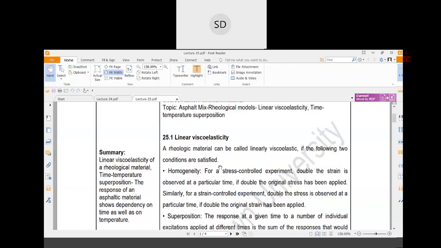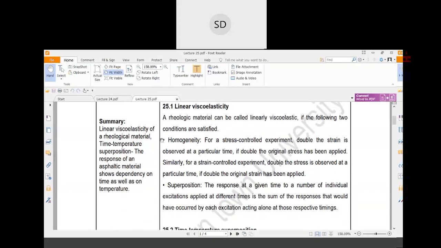So they could be called linear viscoelastic if these two conditions are satisfied. First one is homogeneity. So for a stress controlled experiment, meaning where stress would be constant, that would be a stress controlled experiment. So in the stress controlled experiment, basically that represents the first condition.